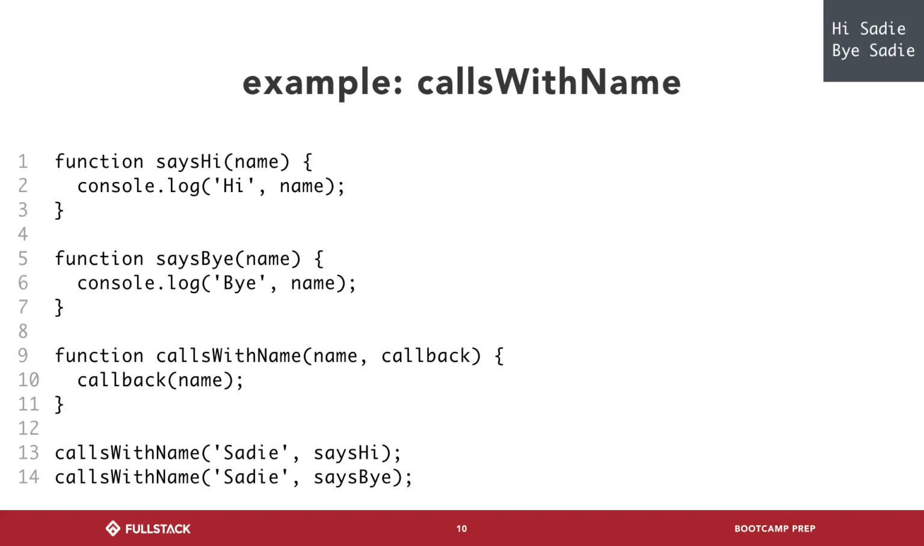Okay? And so the converse of this, or rather, I guess it's not really the converse, but the additional application of this would be if I pass in Sadie and I pass in says bye, guess what? My name is going to be Sadie. My callback is now going to refer to this says bye function. The says bye function also expects a name, and it logs out bye, comma, name. So here on line 10, when I invoke callback after I invoke line 14, callback is now pointing to says bye, and not only is callback pointing to says bye, callback is actually being run. So says bye is actually being run, and that's where we get bye Sadie from here.